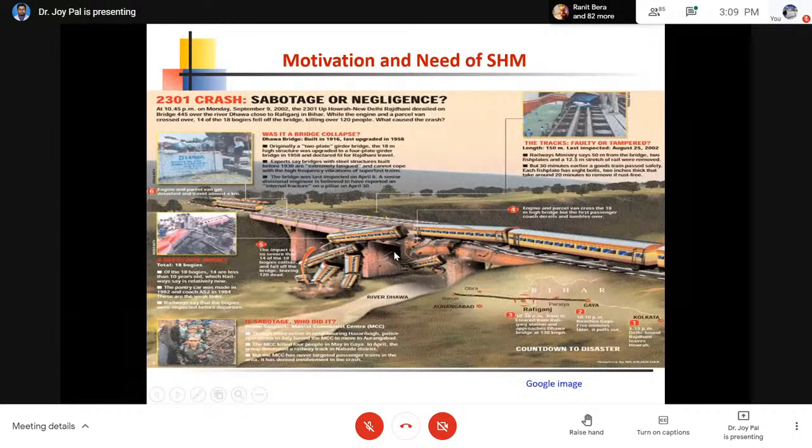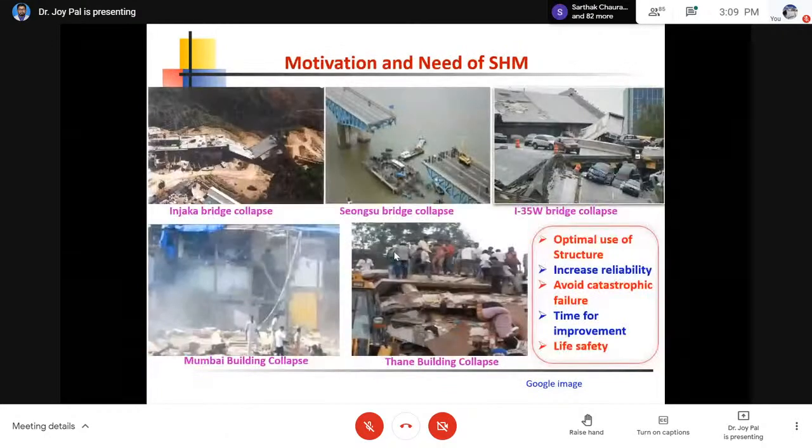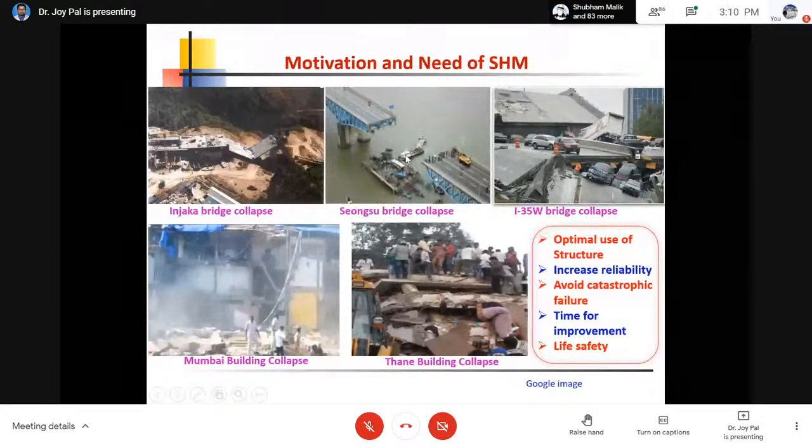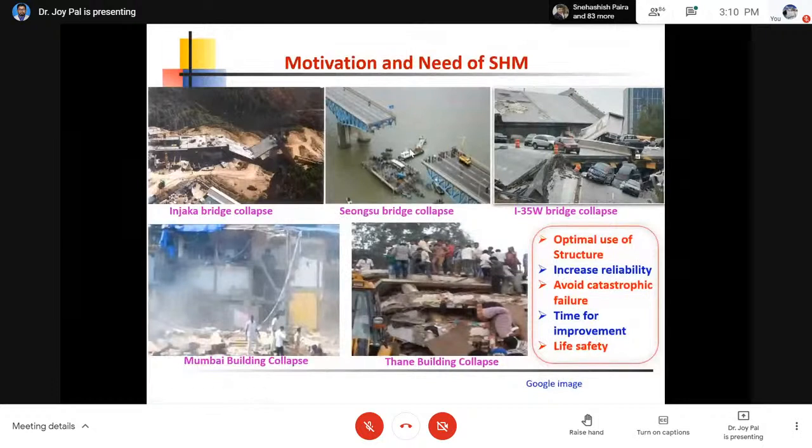And this is not the only case. If you search for collapses of infrastructure or buildings on Google, you will see that a lot of structures failed. So some more structures I am showing you here. This is the Injaka bridge collapse over the Injaka river. This is the Sheumshu bridge collapse, the I-35 bridge collapse, and these you know very well because these are very new collapses at Mumbai or in Thane.